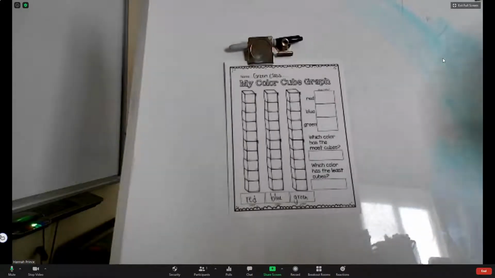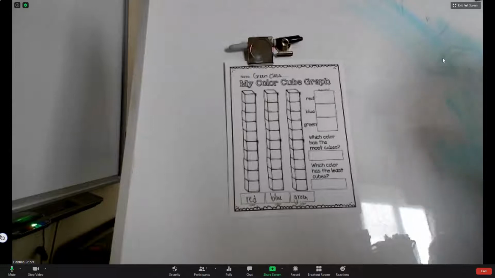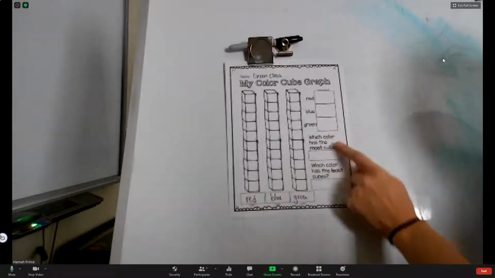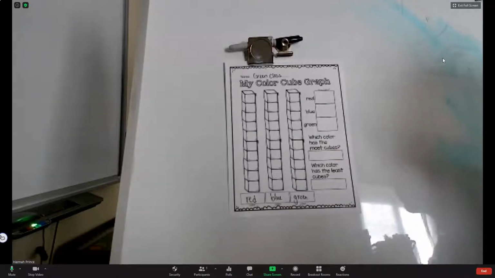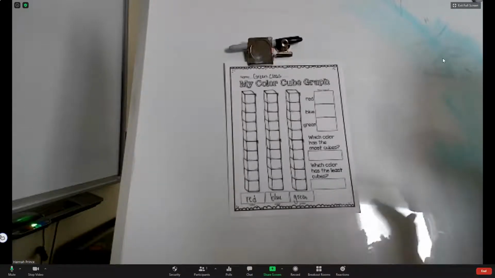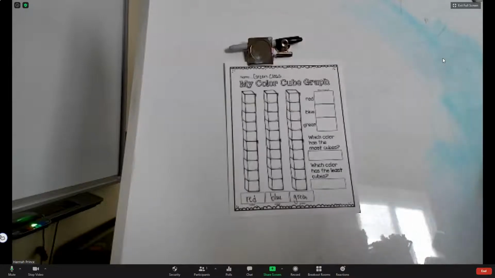Good afternoon, first grade. For math today, we're going to be looking at different numbers of cubes and then comparing those numbers and deciding different math terms like which one is least, which one has most, and we're going to look at the different numbers. So that is what we're working on today.